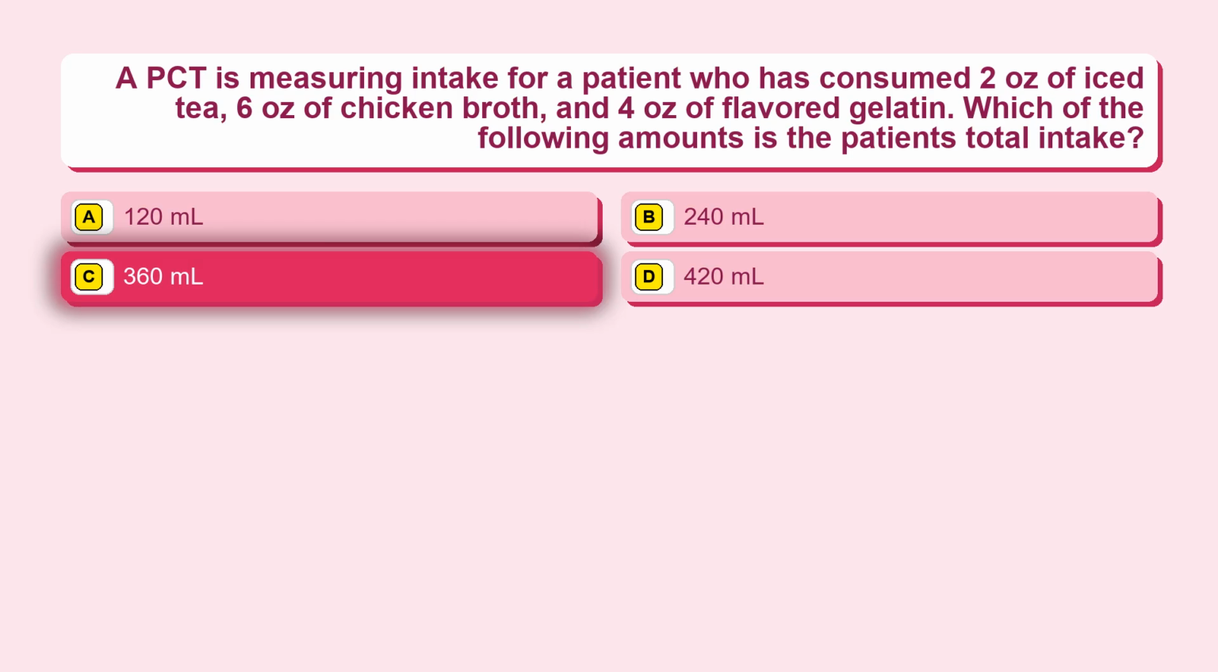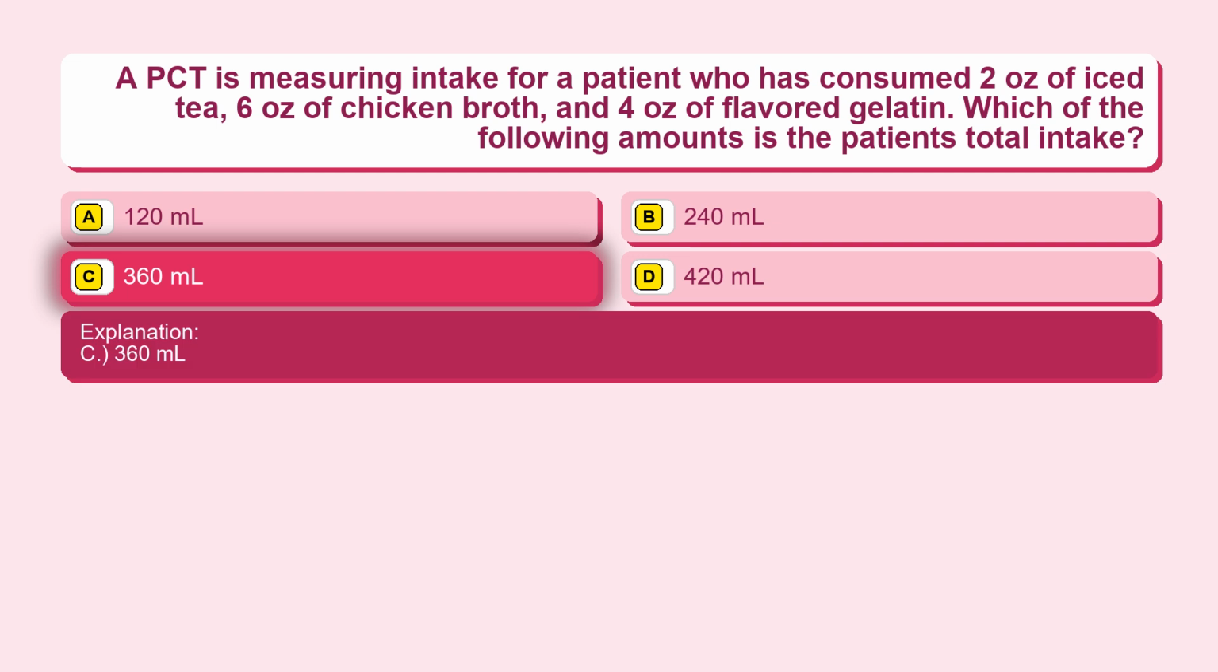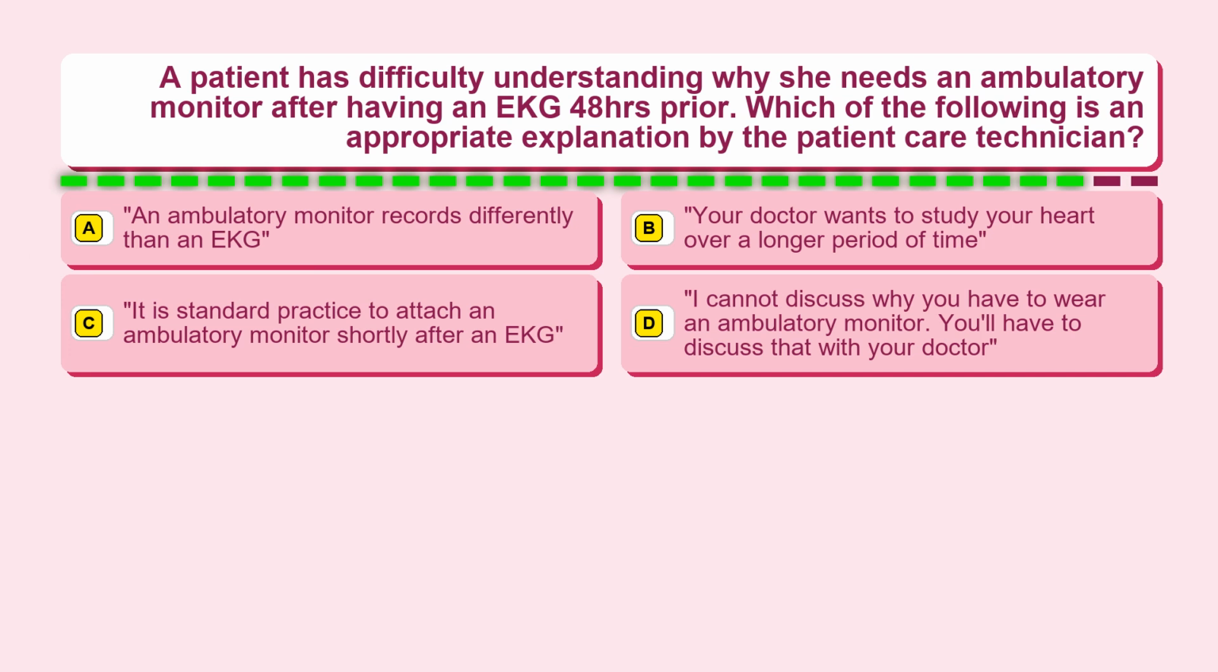The correct answer is option C, 360 ml. Question 27. A patient has difficulty understanding why she needs an ambulatory monitor after having an EKG 48 hours prior. Which of the following is an appropriate explanation by the patient care technician?